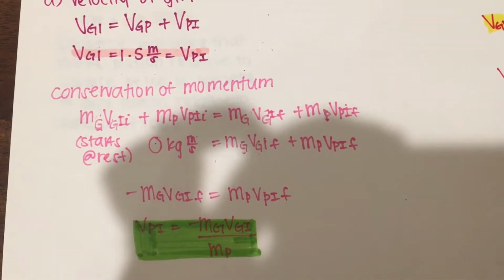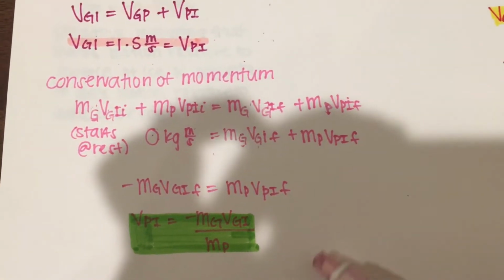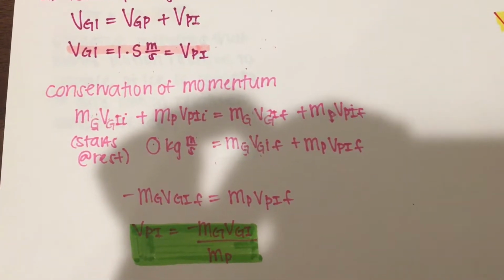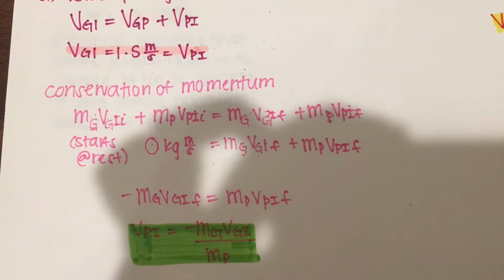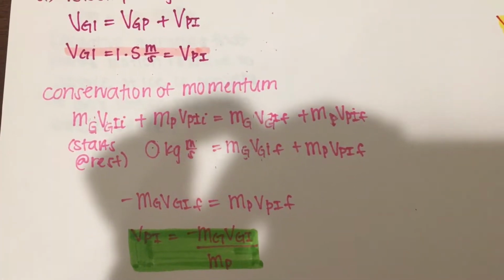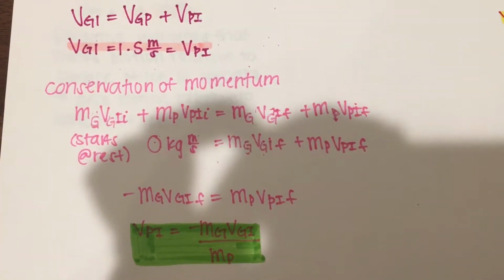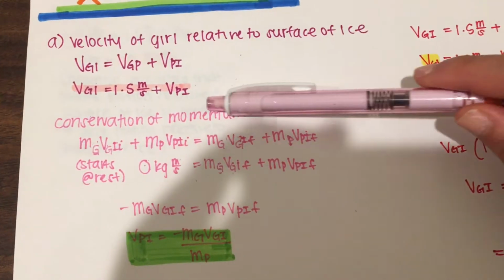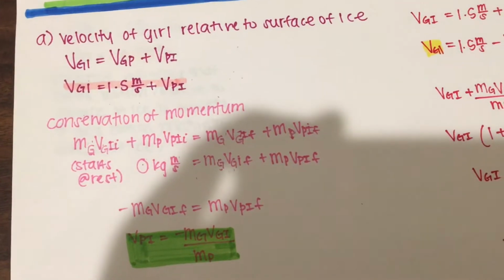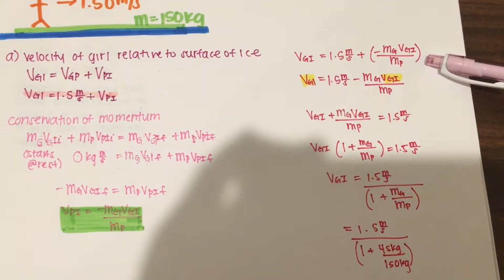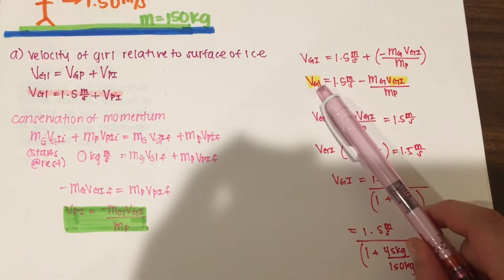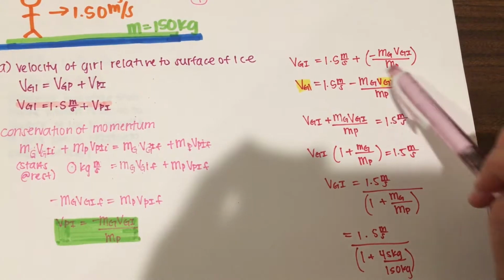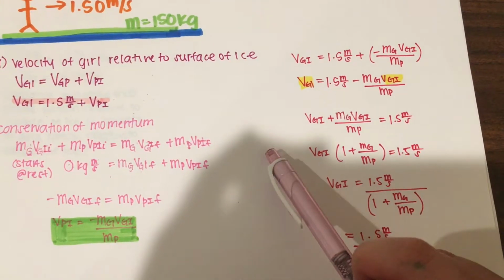After doing some manipulation of our equation, we can see that the velocity of the plank relative to the ice is equal to negative the mass of the girl times the velocity of the girl to the ice, over the mass of the plank. So now that we have the velocity of the plank to the ice, we can plug that into this equation. When we plug that in, we can see that the velocity of the girl relative to the ice is on both sides of the equation. So we're going to have to move this portion onto the other side.